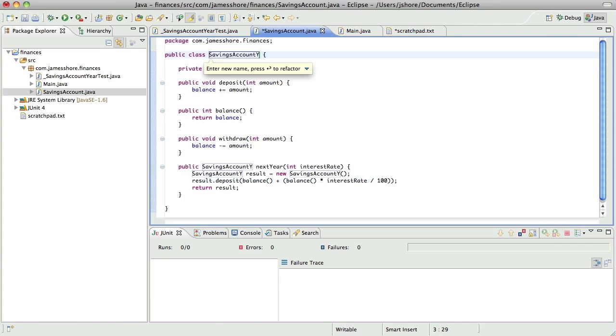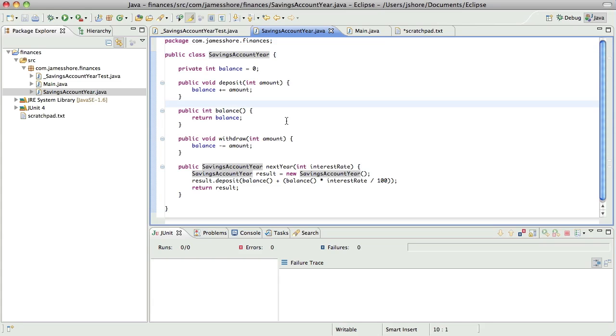And same thing here. In case you were wondering, the reason I like putting an underscore in front of my test names is because it causes them to all sort to the top. It's just a cheesy little technique. Some people like to put their tests in a different package or a different folder, but I like having them right next to my production code, but not intermixed with them. So I use an underscore to cause them to all sort to the top. All right, so there's our savings account year.